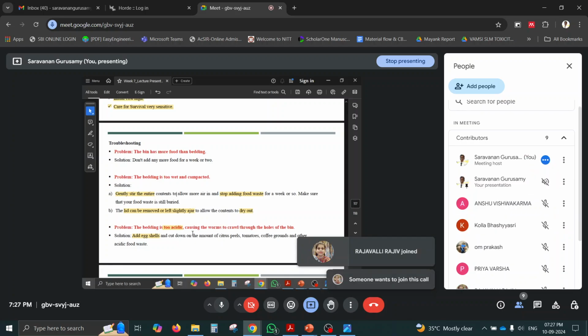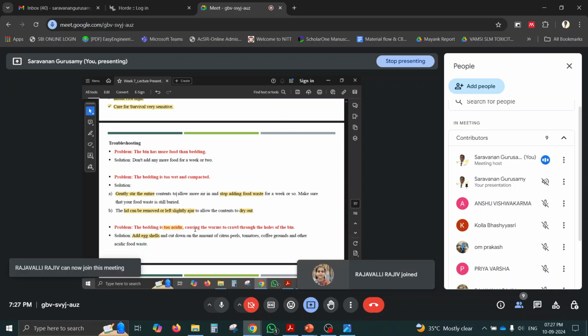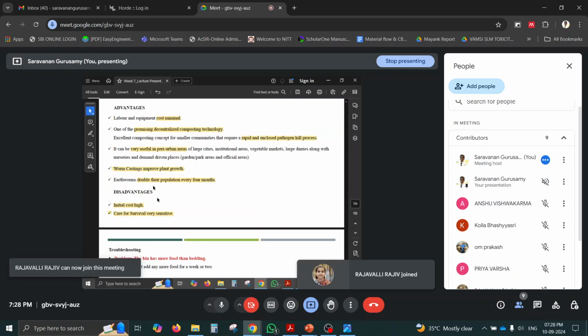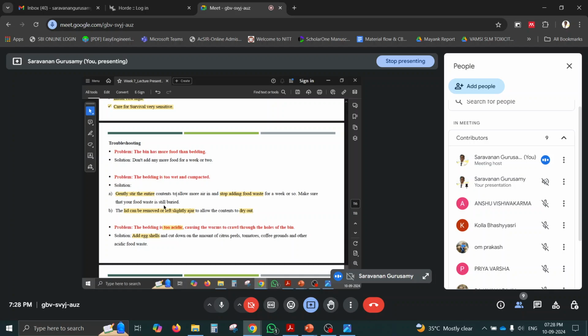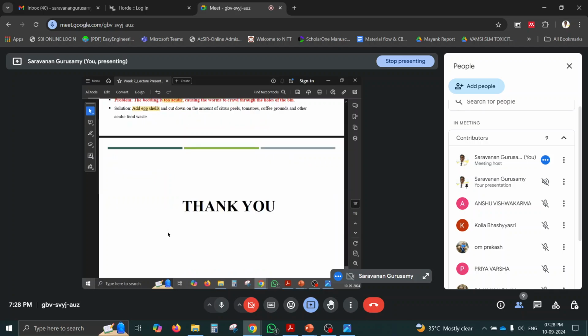Okay, and if the bedding material is too acidic, then you can add eggshells. As I mentioned, you have to stop adding coffee beans, citrus materials and tomatoes. You have to add eggshells, which will regulate the acidity and pH of the bedding material. So this is all about vermicomposting.